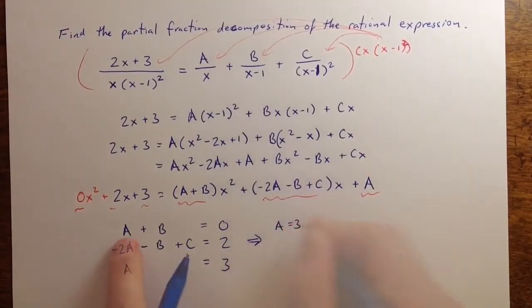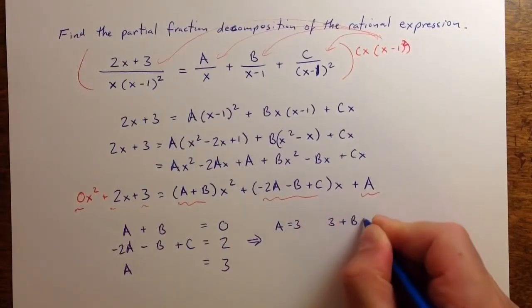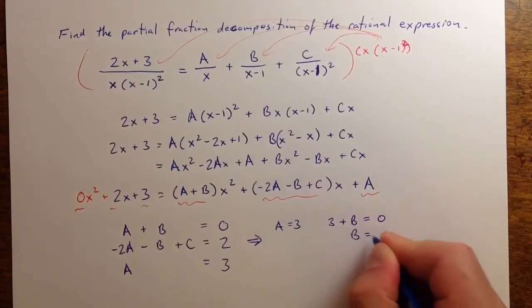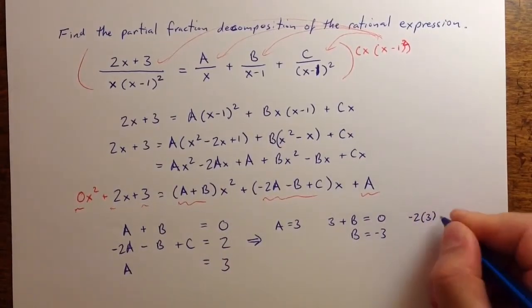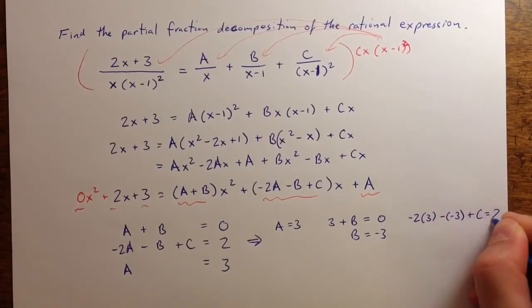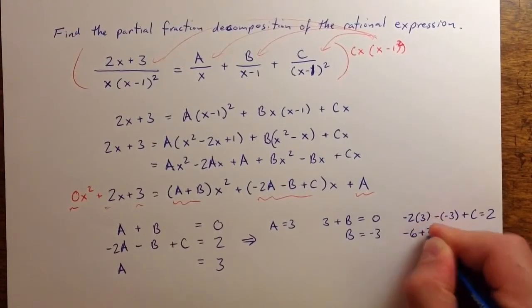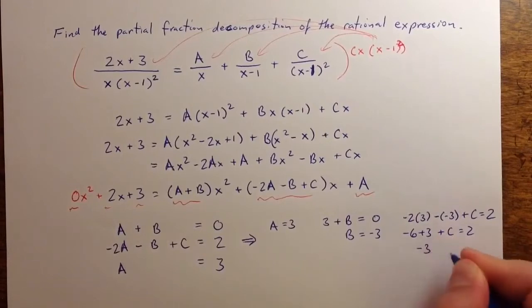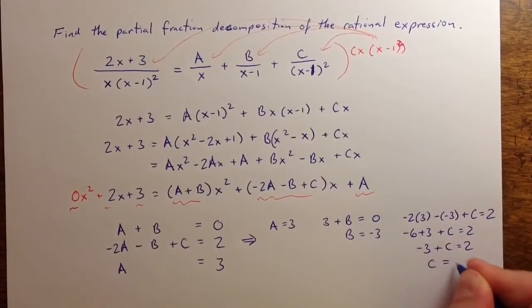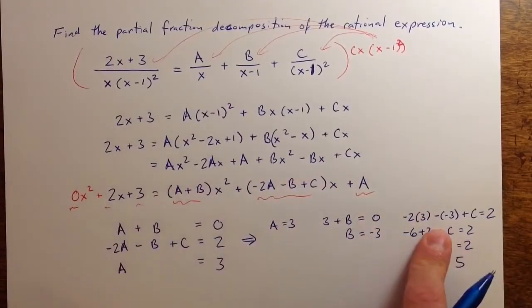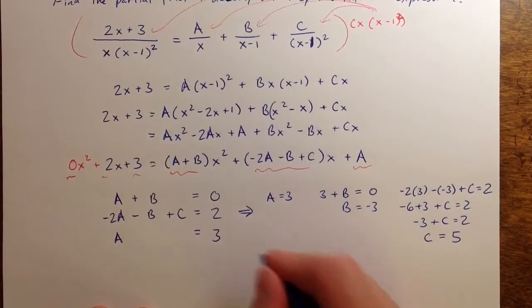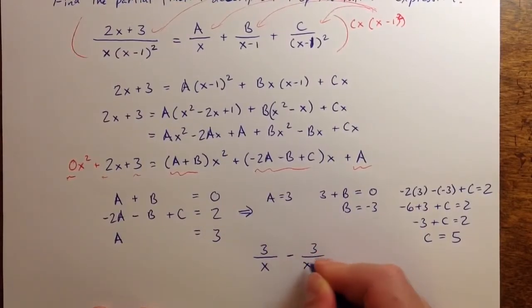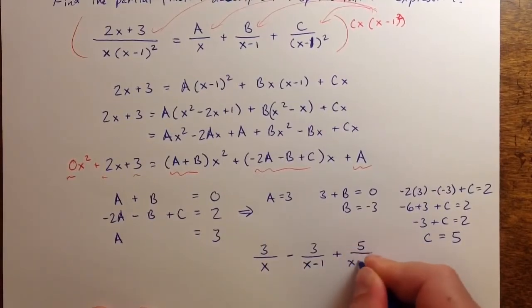A equals 3, which means that 3 plus B has to equal 0, so B has to equal negative 3, and then finally plugging both of those into the middle equation, we end up with negative 2 times 3 minus negative 3 plus C equals 2. And so negative 6 plus 3 plus C equals 2, negative 3 plus C equals 2, so C has to equal positive 5. And so from this process of equating coefficients, we see that the value of A is 3, the value of B is negative 3, the value of C is 5, and we end up with a partial fraction decomposition of 3 over x minus 3 over x minus 1 plus 5 over x minus 1 squared.